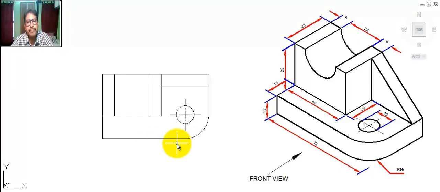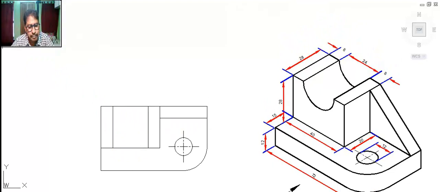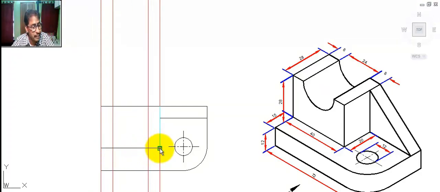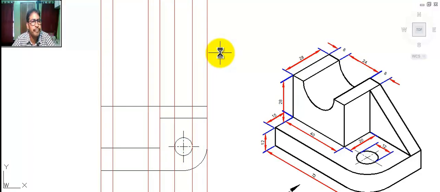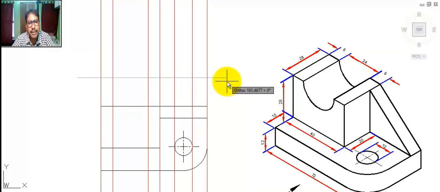Now we draw the front view. We draw the projection line. Vertical projection line, from this point, this point, this point, this point, from this point, and this point, and this point. We draw the front view. Now we draw a horizontal line, 20 to 25 distance from the top view.